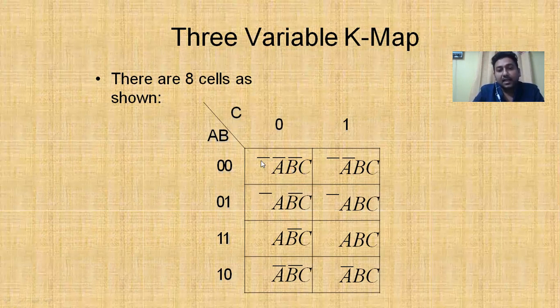Here we are considering A complement, B complement, C complement, that is A bar, B bar, C bar. Why is it bar? Because A is equal to 0, B is equal to 0, C is equal to 0. In case of SOP, we consider A equal to 1 and A bar equal to 0. Then 0 0 1 means A is 0, B is 0 and C is 1, that is A bar, B bar and C. Likewise, all the cells are filled.